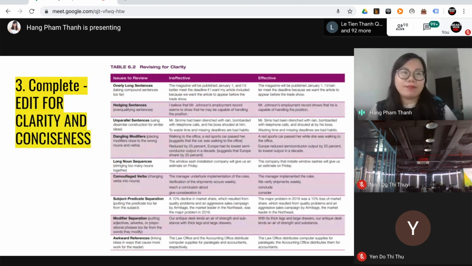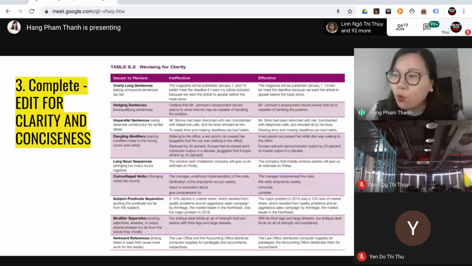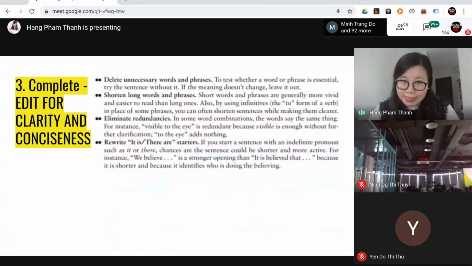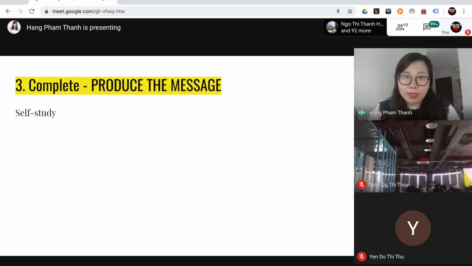The next step in completing is to edit for clarity and conciseness. In this part, I want you to read more at home, focusing on the points I already put on the slides here. Okay. Another part you need to self-study is about producing the message. These parts talk about how to design the message in a reader-friendly way.